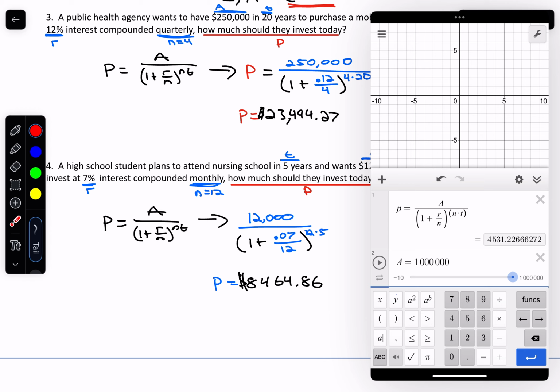I am not a financial advisor. I'm a professor of mathematics. But my advice to you, again, not as a financial advisor, is the sooner you can invest, the better, because more time equals more interest earned.